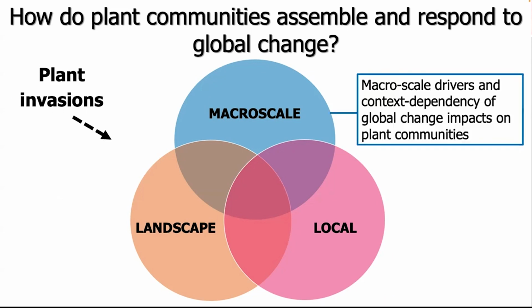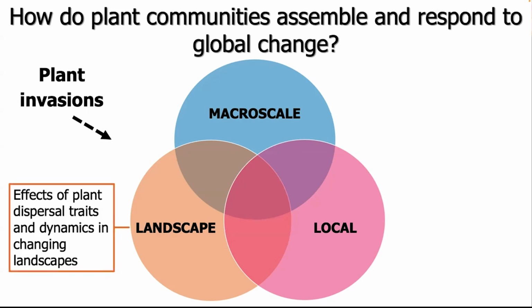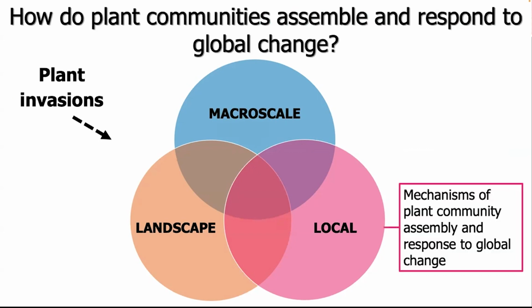So thinking about macro scale drivers and context dependency of global change impacts on plant communities, effects of plant dispersal traits and dynamics in changing landscapes. Going from urban to rural landscapes is a clear example of how I could do that. And mechanisms of plant community assembly in response to global change.